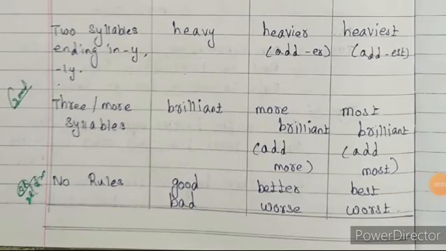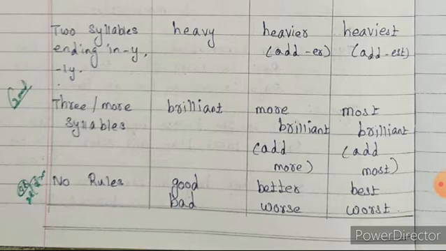Two syllables ending in y or ly: we have to add er to the comparative degree and est to the superlative degree. But where it ends with ful, re or ve, we have to add more to the comparative and most to the superlative degree. For words ending in y or ly, we just add er and est. So heavy, heavier, heaviest: we remove the y and add ier and iest.